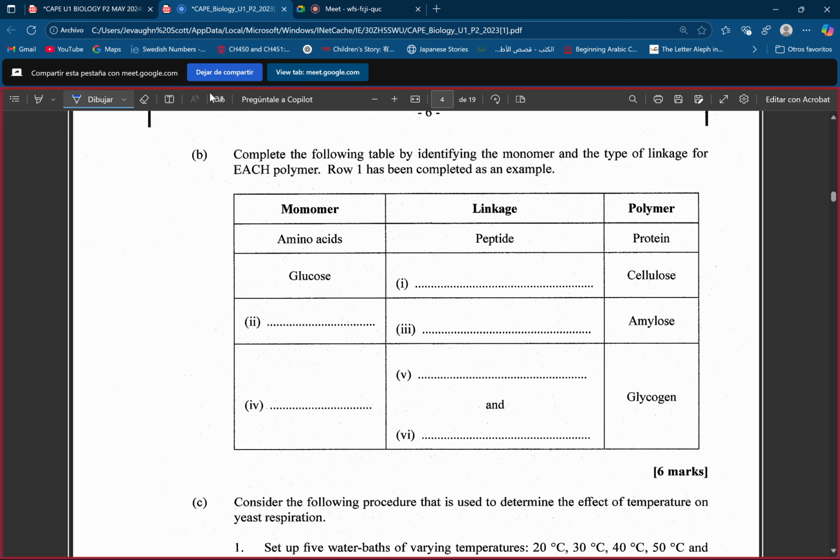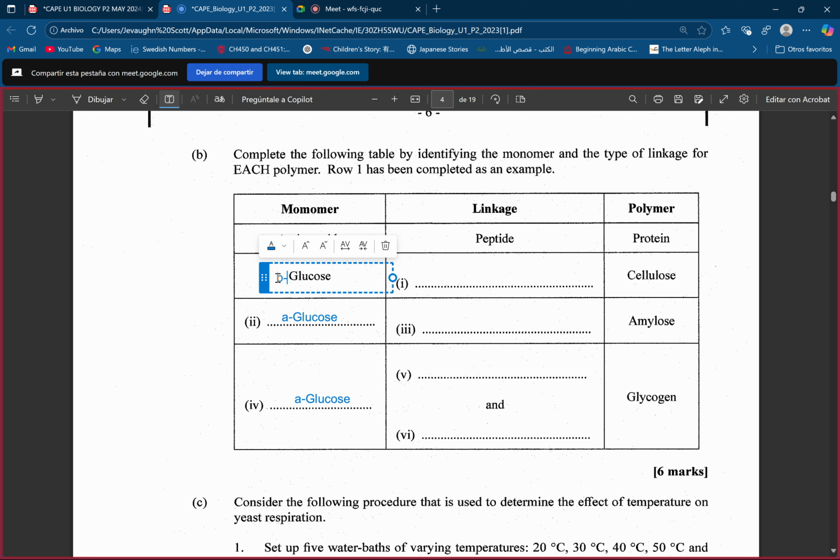First of all, the monomers: amino acid is the peptide protein, that's fine. So glucose here, everything else is glucose. And they never tell you which type of glucose. But the type of glucose for glycogen would be what? Alpha or beta? For amylose, alpha or beta? And then cellulose would be. What type of linkages now? We're going to have a peptide linkage for the protein.